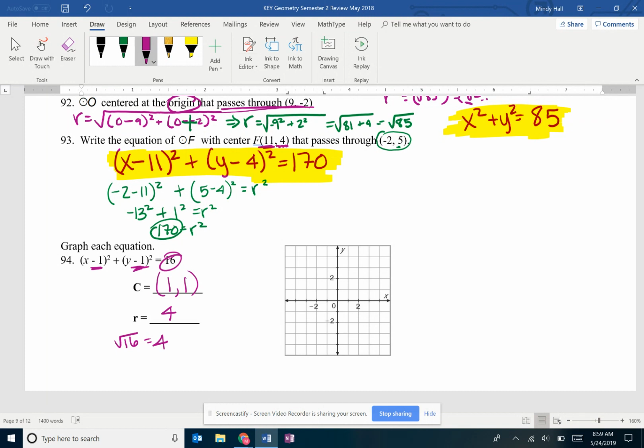So then to plot this, we just go to 1, 1. So right 1, up 1. That is our center. And then our radius is 4, so you just count to the right 4. 1, 2, 3, 4. You count up 4 from the center. 1, 2, 3, 4. Left 4 from the center. 1, 2, 3, 4. And down 4 from the center. And then, to the best of your ability, just try and make it look like a circle, which I'm surprised that one turned out as well as it did.